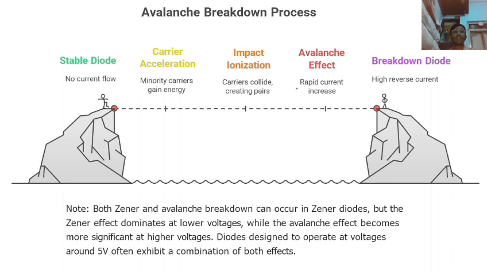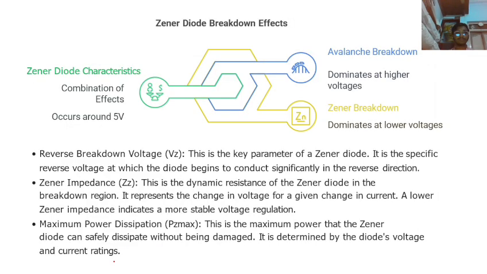Avalanche effect. By colliding rapidly, the current increases at the avalanche breakdown voltage. A high reverse voltage current is produced. Both Zener and avalanche breakdown occur in a Zener diode, but the Zener effect dominates at low voltage, while the avalanche breakdown becomes more significant at high voltages. A diode designed to operate at voltages around 5 volts exhibits a combination of both effects.